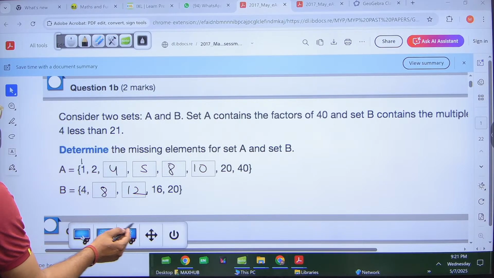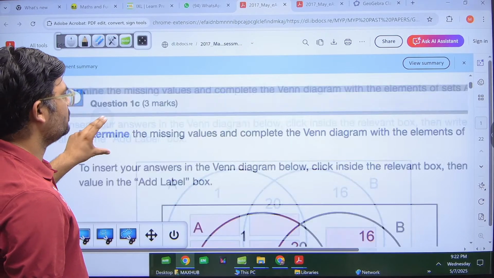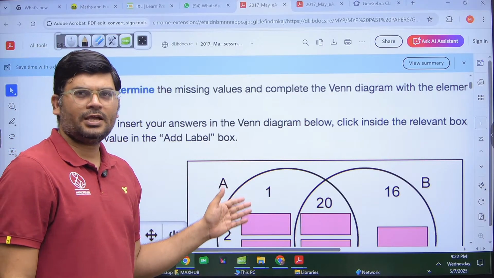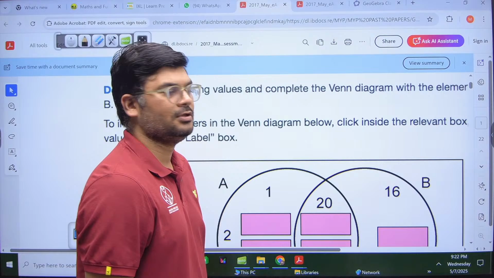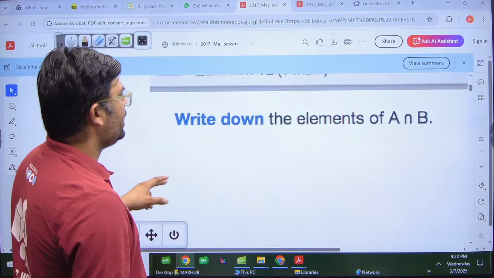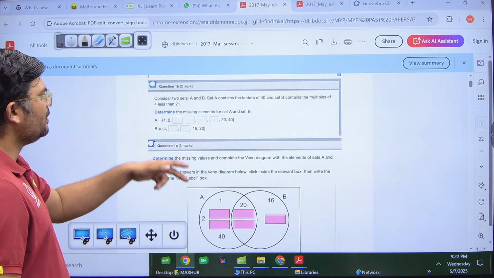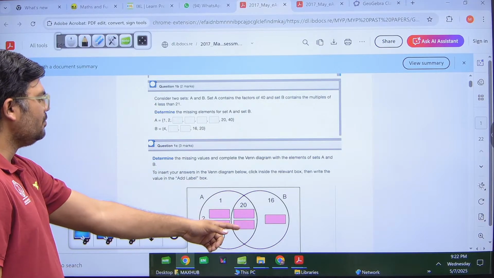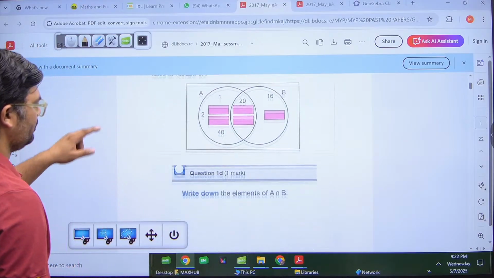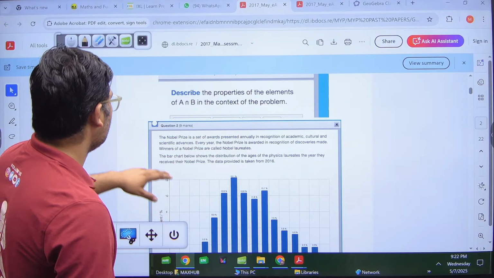Then you can be asked what is A union B, what is A intersection B. And then you can find the missing values. So you can find this, I think. A intersection B, you know what is A, this is A minus B, this is B minus A. Any doubt? Write down the elements of A intersection B. What is common in both of them? What is in A but not in B? You can write it separately here. What is in B but not in A? Describe the properties of the elements of A intersection B in the context of the problem.